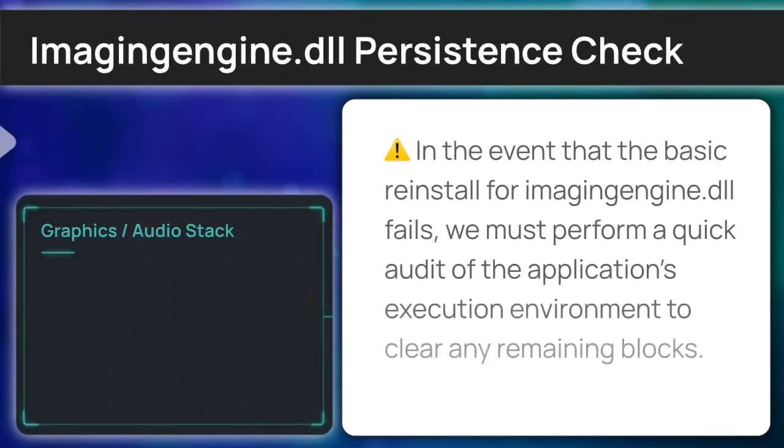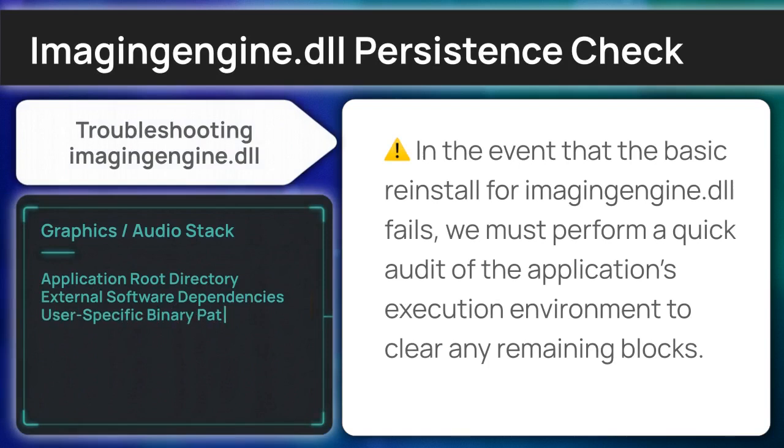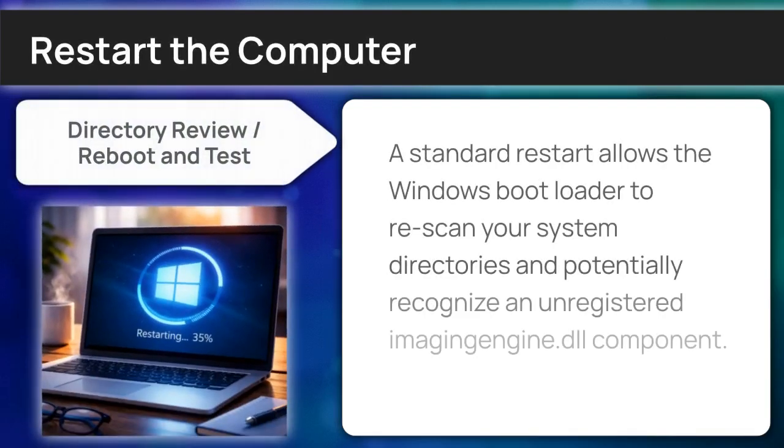If you're still seeing the missing file notification, we should attempt to force a synchronization between the software and the OS. A standard reboot clears out temporary memory conflicts and gives the Windows loader another chance to properly register the Imaging Engine library component during startup.